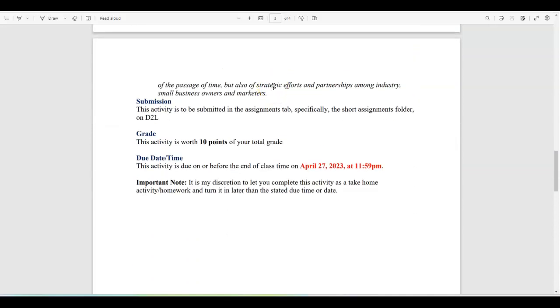Now, once you've completed this activity, you will submit it in the appropriate folder on D2L, and it needs to be submitted at the end of the day.